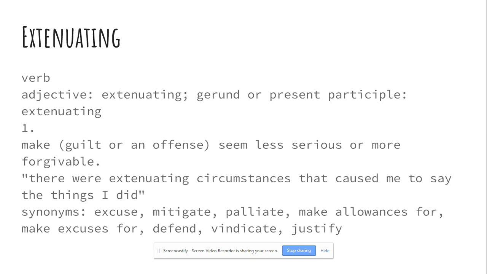Extenuating. Extenuating is a neutrally toned word. It usually has the word circumstance after it. It's a verb and an adjective. It means to make guilt or offense seem less serious or more forgivable. So there were extenuating circumstances, circumstances that made the guilt seem less terrible. So, I turned in your homework late because there were some extreme extenuating circumstances. Again, just to make life easy for you, you might want to use the word circumstance after extenuating.